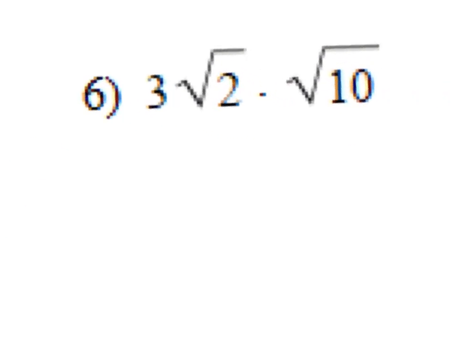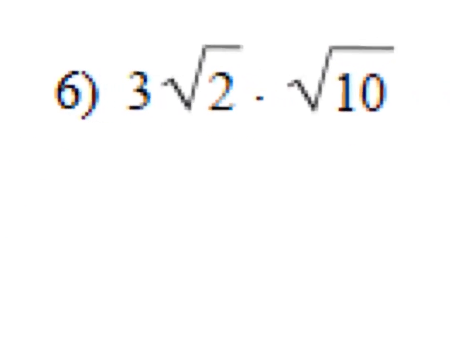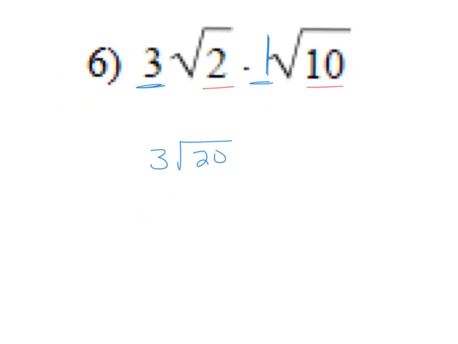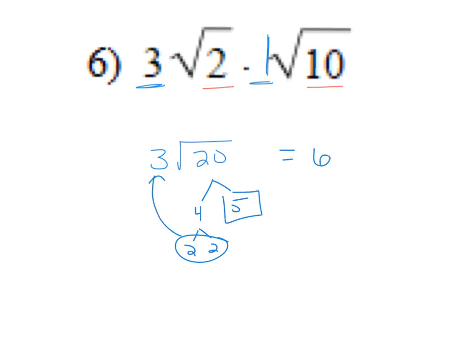Number 6 here. Okay, keeping in mind that there is technically a 1 out front here, you're going to multiply your outside numbers and get 3. You're then going to multiply your inside numbers and get 20. All right, and now let's break down, so like 4 times 5, 2 times 2. So 2's pair up and move out. So 3 times 2 is 6. And then you have this 5 left over on the inside.